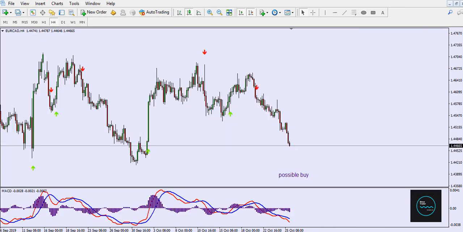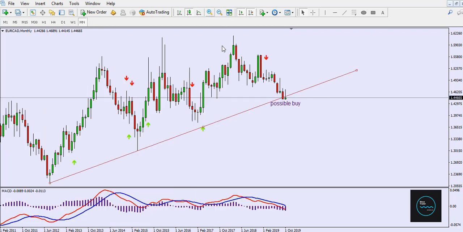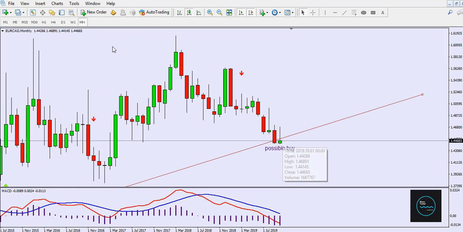So the next one is the Euro card pair. Now the Euro card, going to the monthly chart, we have a strong downtrend going on here. Okay, and we have this wave top situation, but what I'm seeing here is that the trend has been strongly resisted by this trend line here. So there's a possibility that the market can easily turn around here, but we are not sure yet. Okay, though I can see an inverted hammer on the monthly chart.